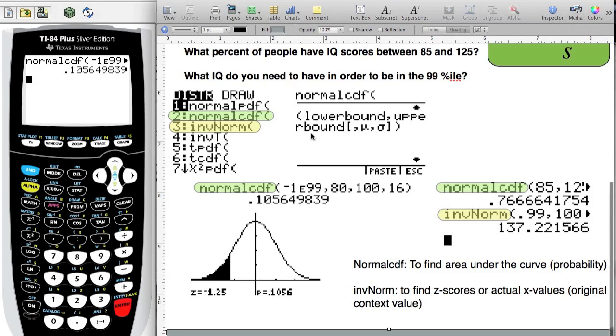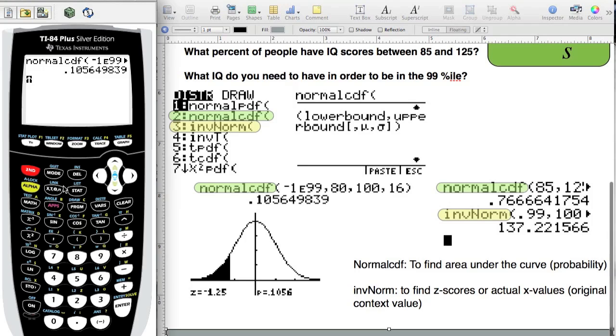I can't use normal CDF. I put it down here. Normal CDF is to find area under the curve or probability. Inverse norm, that's what's in yellow. If I want to use that, then I can find z-scores or the original values in the context, or X values. And so we'll do that one as well. That's in the same place. Go back to second, vars. It's going to be right here, inverse norm.